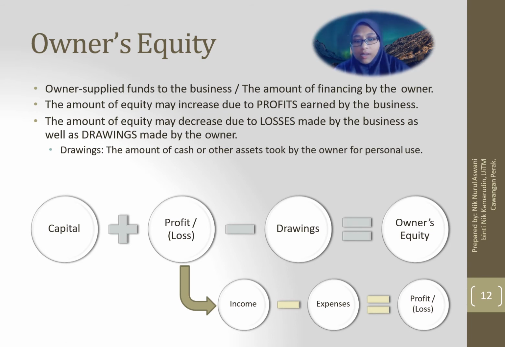The amount of capital contributed by the owner can be increased or decreased due to profit or loss. It will increase if the business earns a profit and decrease if the business suffers a loss. There is also a decrease to the owner's equity because of the drawings made by the owner. What does drawings mean? Drawings is the amount of cash or assets taken by the owner for personal use. The owner took the business money, or the business assets, such as inventory or other assets, for personal use. Then we deduct it from the owner's equity. They are called drawings.